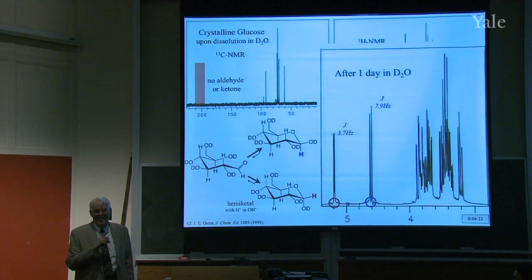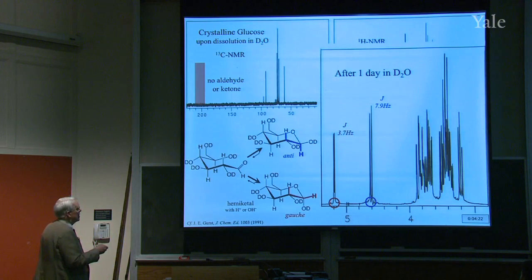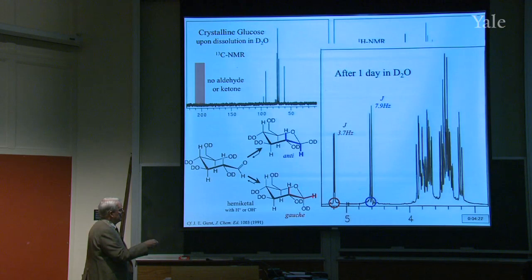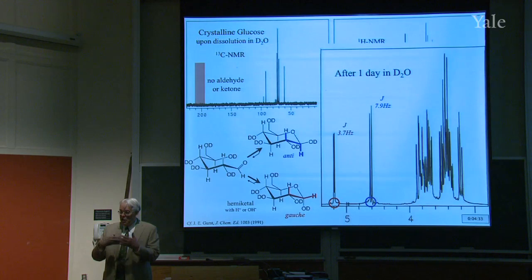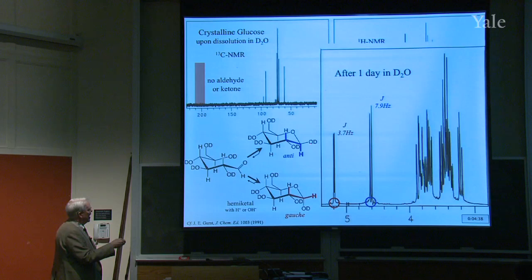In the top one there, anti. Right? The top one is anti, and the other one is gauche, so there's much better overlap anti than gauche, right? So this one is the one that's anti, that's the one with axial hydrogen, and this is the one that came from the crystal. So the crystal was all the same. You dissolve it and it begins to equilibrate, right? And ultimately has more of the equatorial OD than of the axial OD.